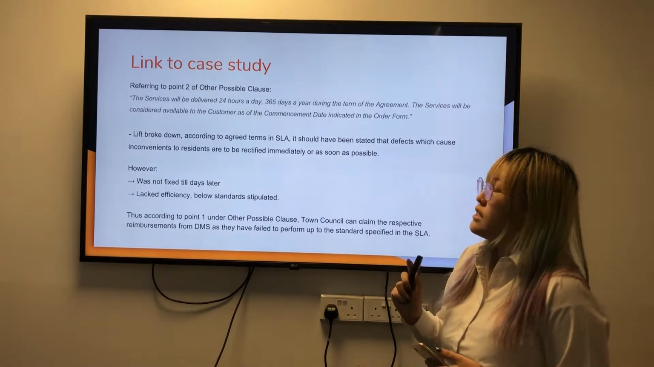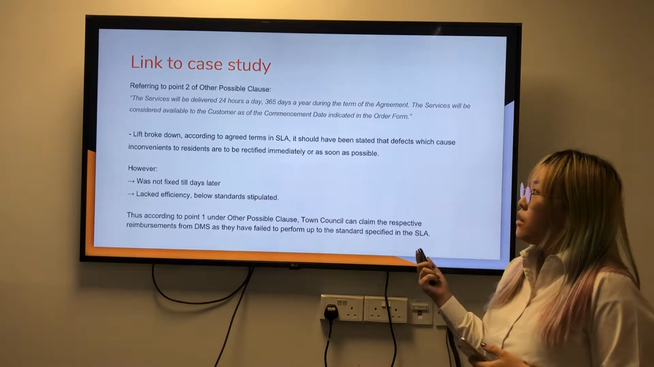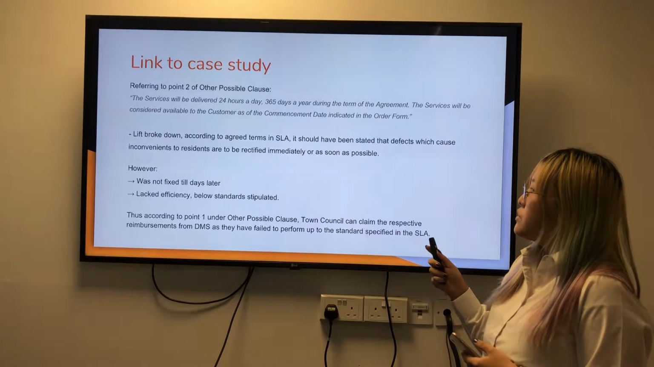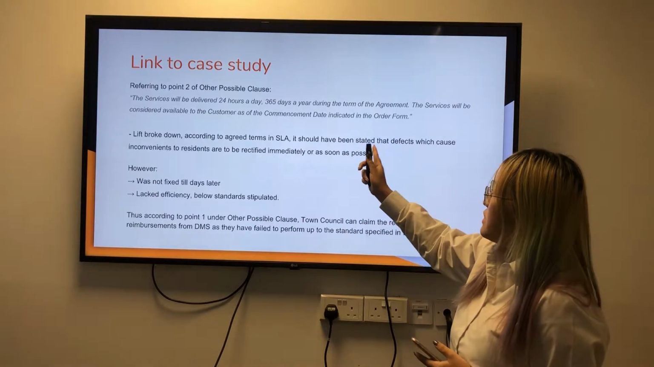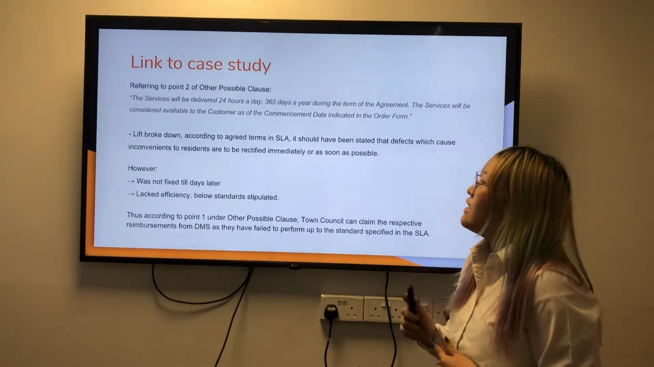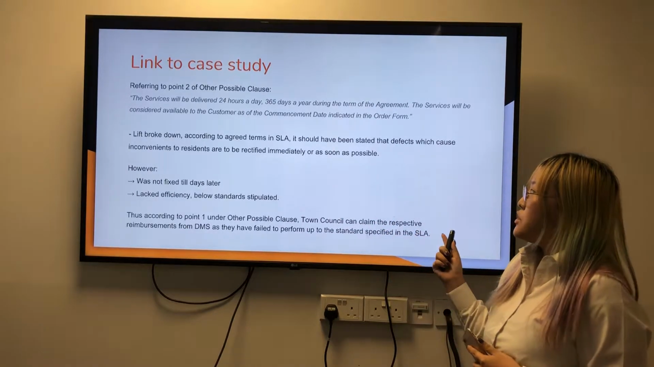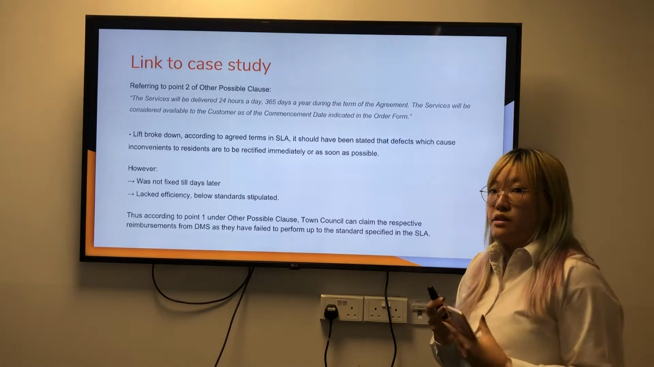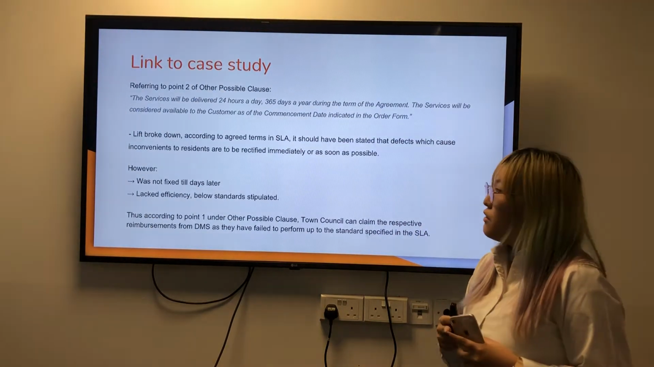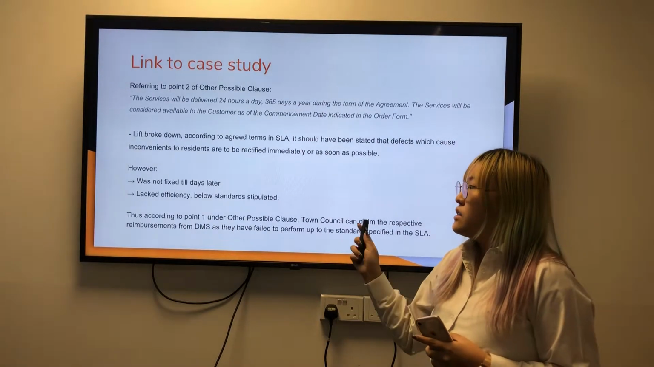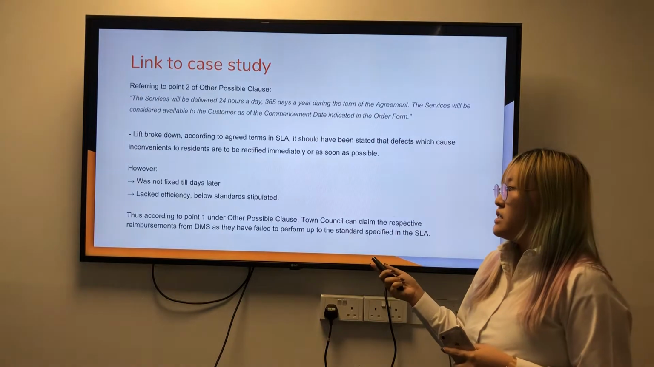For the third point in the case study, referring to the second point of other possible clauses, service will be delivered 24 hours a day, basically it just says that it will be available 24/7. So for the case of the lift breakdown, according to the agreed terms, it should have been immediately rectified because there was great inconvenience to the residents. However, DMS did not fix the lift until days later, and this proves that they lack efficiency and are below the standard stipulated.